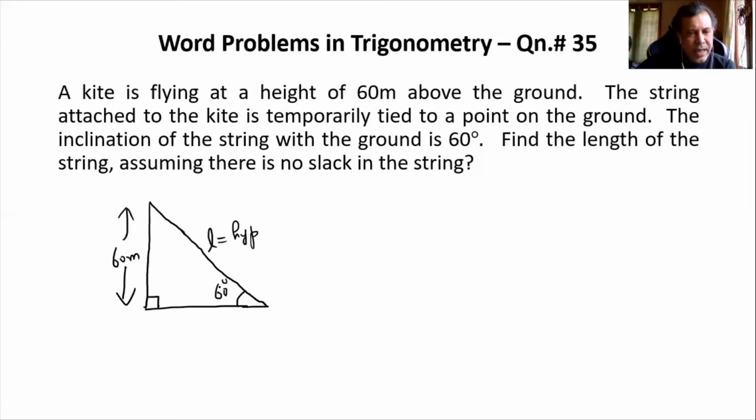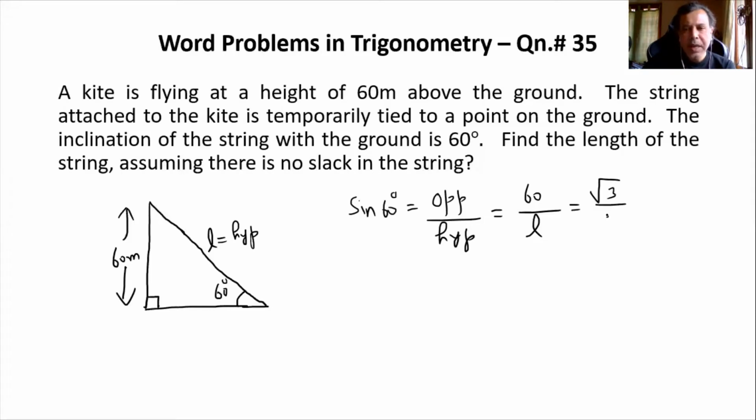So for this 60-degree angle, the opposite is 60 meters and then the hypotenuse is there. That means I can proceed with sine 60 degrees. Why sine 60 degrees? Because we know sine is opposite by hypotenuse. Opposite is 60. Hypotenuse we don't know, we'll call it the length of the string. Sine 60 degrees, from the table again, is root 3 divided by 2. So by cross multiplication, we have length equal to 2 into 60 divided by root 3.